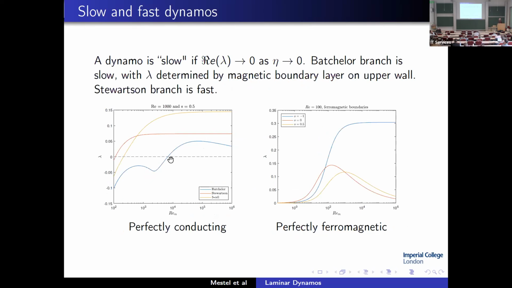Okay, astrophysicists know about slow and fast dynamos. Engineers don't. But having found the growth rate lambda, we can determine how it behaves as Rm goes to infinity. And what we find is that the Batchelor branch is always a slow dynamo, but the Stewartson branch is a fast one. And this is easily seen in the magnetic case on the right, where this blue branch is clearly asymptoting to a constant as magnetic Reynolds number goes to infinity.